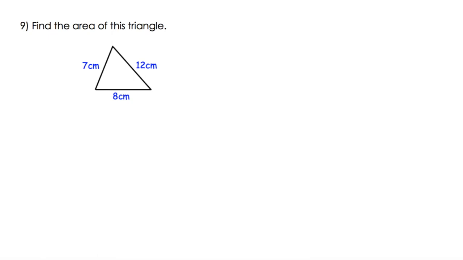Question 9, find the area of this triangle. So the first thing we need to do is to identify the angle that we want to calculate. So I want to calculate this particular angle. I'm going to label x.